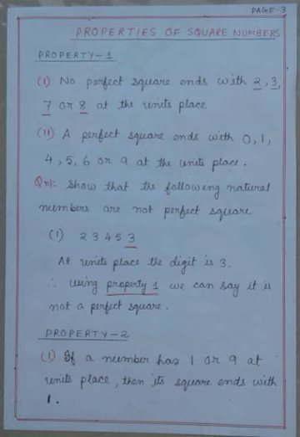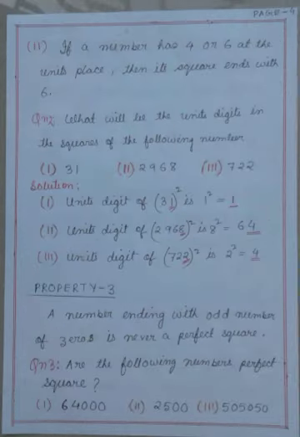Property number 2: if a number has 1 or 9 at the units place, then its square ends with 1. Point 2 of property number 2: if a number has 4 or 6 at the units place, then its square ends with 6. Now question number 2: what will be the units digit in the squares of the following numbers? Number 1: 31, number 2: 2968, number 3: 722.